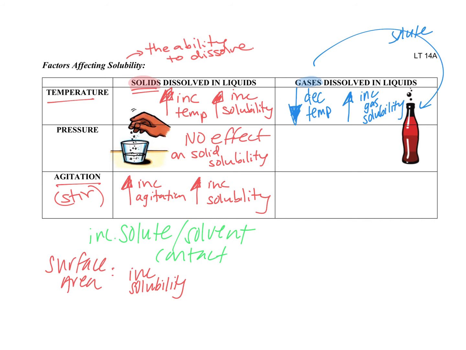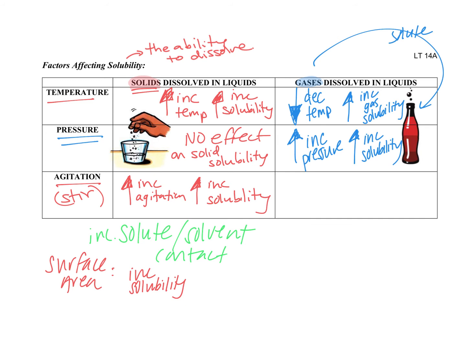So keeping it at a low temperature will slow down those gas molecules. Pressure will have an impact on gases because they do have that indefinite volume. So if I increase the pressure of a solution, I can dissolve more gas into the solution. So I would increase solubility of a gas. And that's why when you open a soda, you hear that ksh, because it's been bottled under high pressure in order to dissolve as much gas as possible.